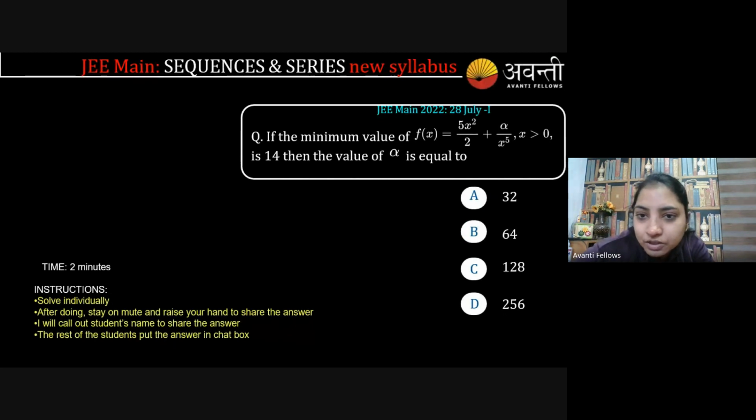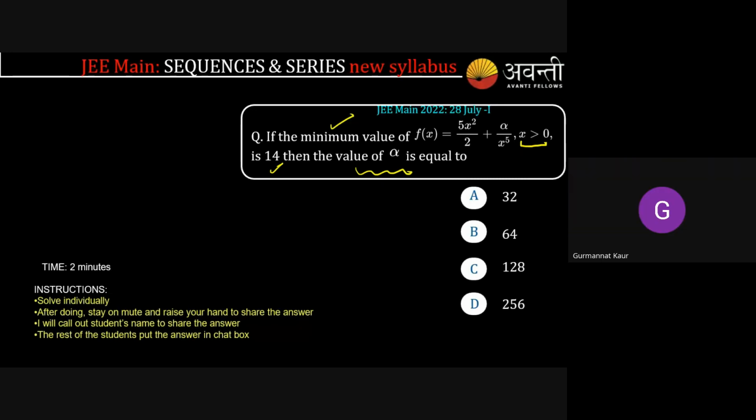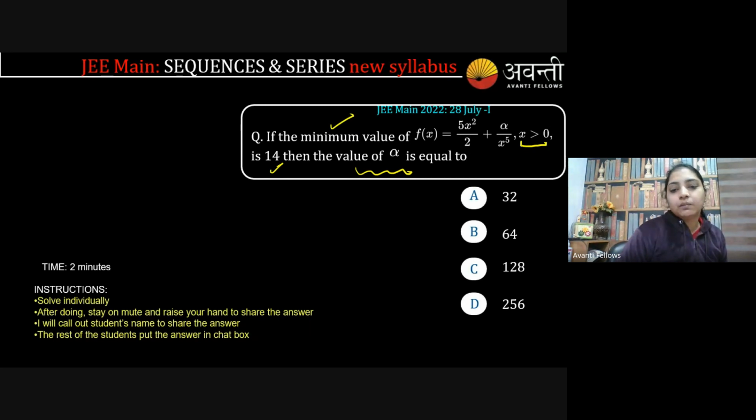It was a question asked in 2022. Minimum value of f(x). Clear? I need to focus on these parts only. x is greater than 0 and the minimum value is 14. Alpha I need to find. So again, I come back to the concept: the relation between AM and GM, when they are talking about positive numbers and minimum value, right?